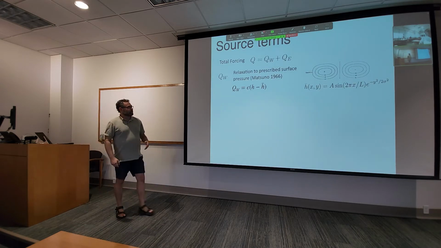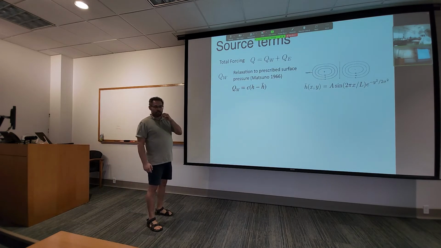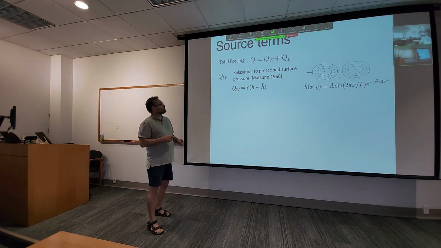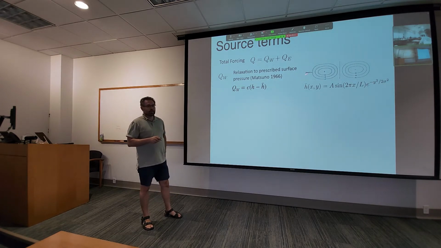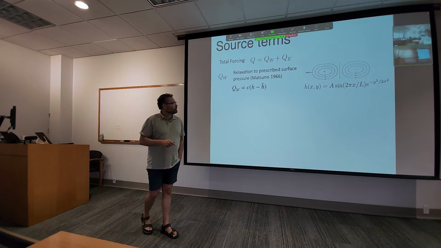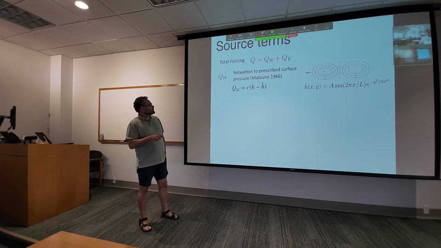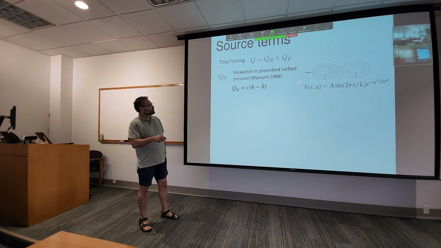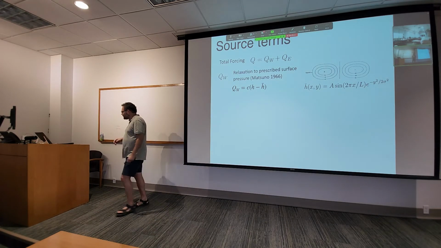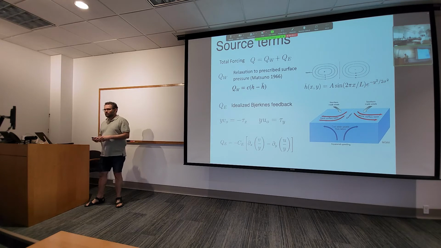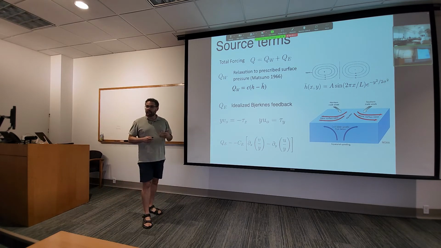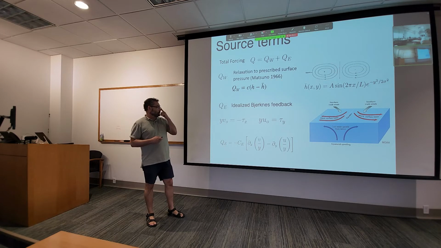Okay, so what I did in this work is I used the original source term from Matsuno, 1966, essentially trying to recreate a Walker circulation by forcing a sinusoidal zonal function that is enveloped by a Gaussian. And the source term is just this relaxation to this prescribed height shown here. But I added another thing, which is I made this into a coupled idealized atmosphere-ocean model, in the sense that I added an idealized Bjerknes feedback.